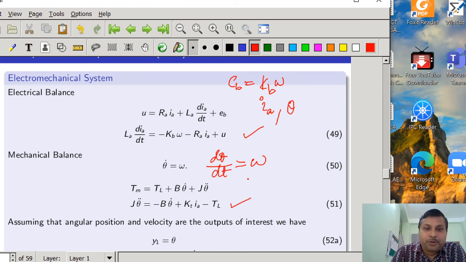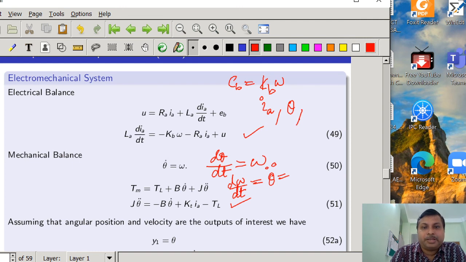Now if we want to take another state variable from this differential equation, that is 51, because we have to convert the 51 into a number of first order state equations. How can we do that? Already we have assumed that dθ/dt is equal to ω, then if we want to write dω/dt, that is basically θ double dot, and θ double dot can be written from the equation 51. So it means that ω could be another state variable.